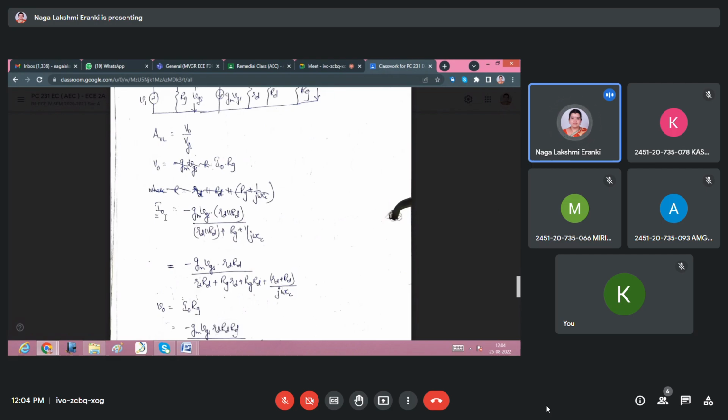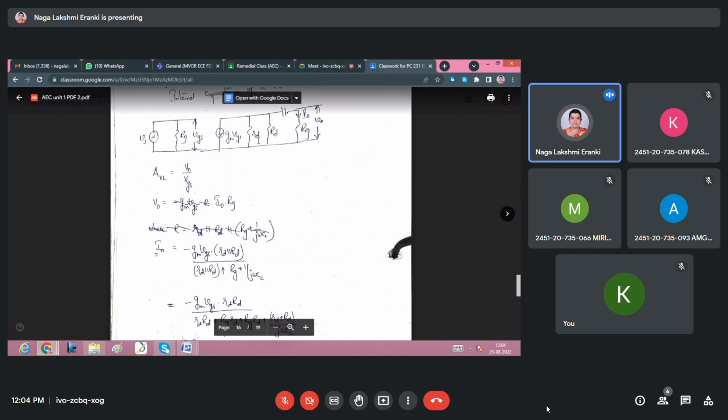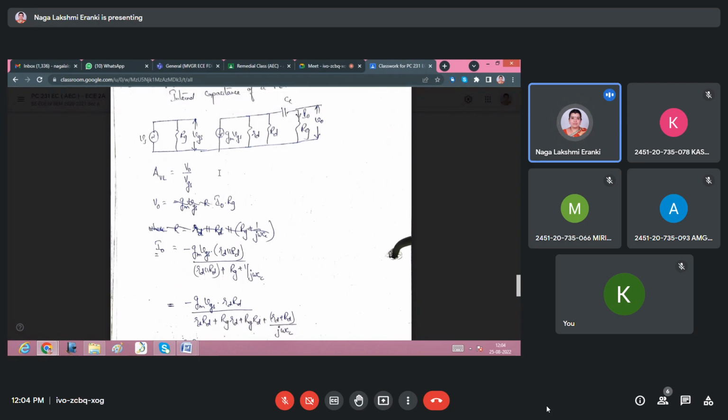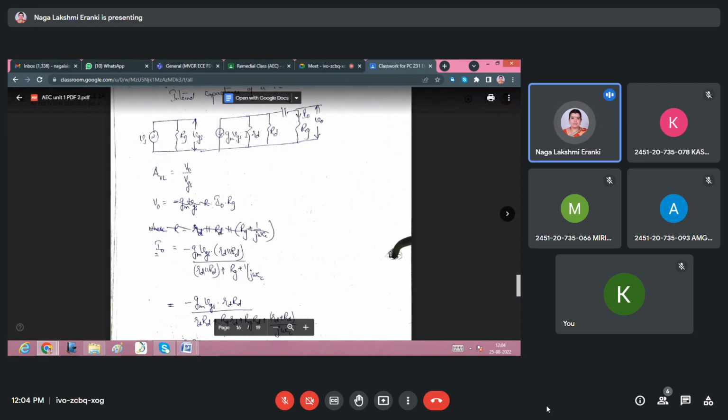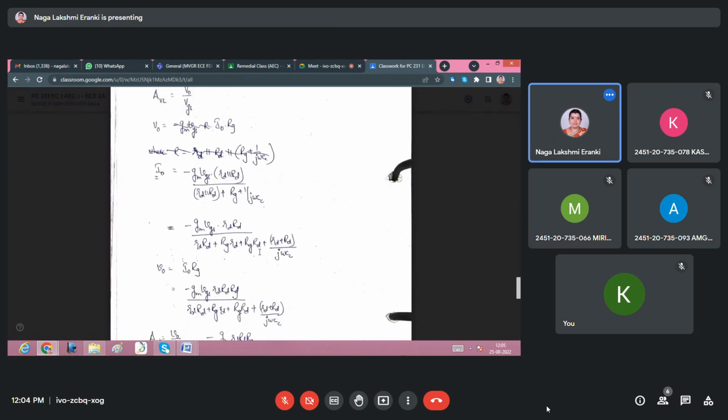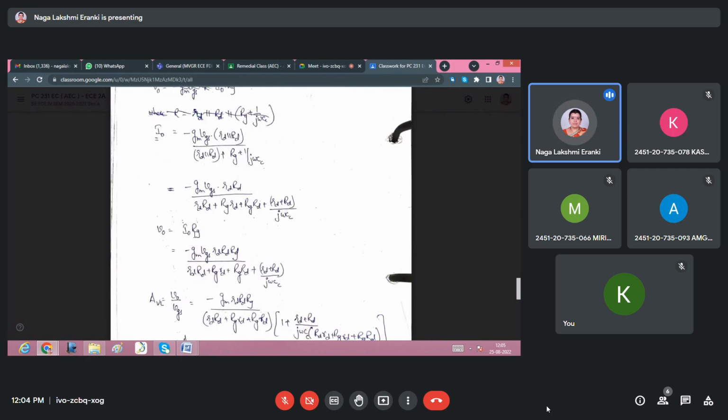The I0 output current will be equal to the applied voltage minus gm VGS into, in the three parallel branches, if I take one branch and want the current drawn in this particular branch, then it is the opposite resistance divided by the sum of the resistances. So the opposite resistance is Rd parallel to Rd. So minus gm VGS into Rd parallel to Rd divided by the sum of the resistances: Rd parallel to Rd plus Rg plus 1 by j omega C. This is I0. Next, V0 equal to I0 into Rg.